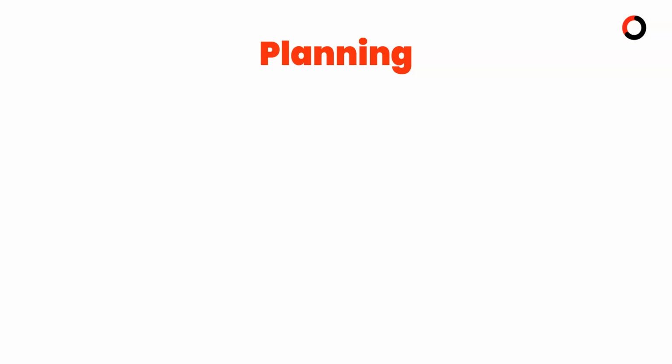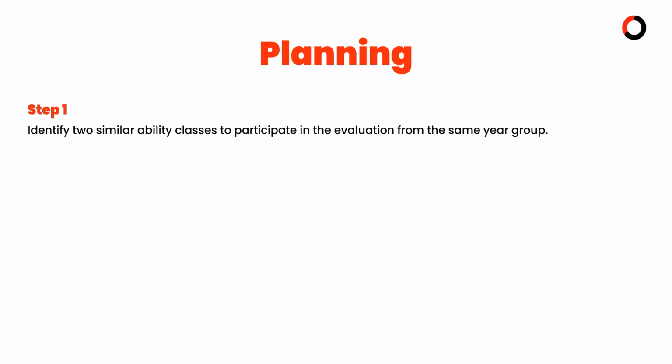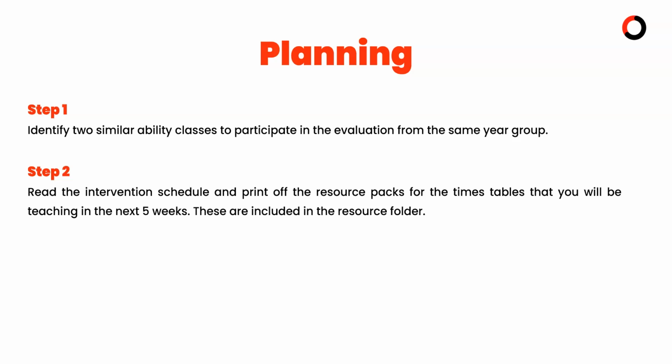So moving on to a step-by-step approach to looking at the planning. So step 1. Identify two similar ability classes to participate in the evaluation from the same year group. Step 2. Read the intervention schedule and print off the resource packs for the times tables that you will be teaching in the next 5 weeks. These are included in the resource folder.